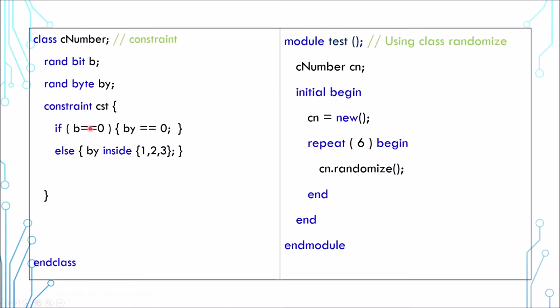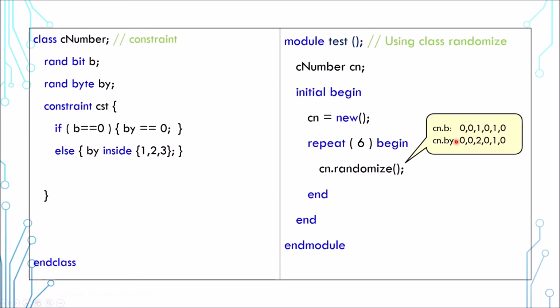This is an if-else constraint. If the bit is 0, then the byte will be 0. Else the byte can be 1, 2, or 3. These are the possible randomized values. If you pay attention, you realize that there are a lot of zeros. The bit has 50% chance of becoming 0, and when that happens, byte will become 0 too. So it's difficult for the byte to be 1, 2, or 3.